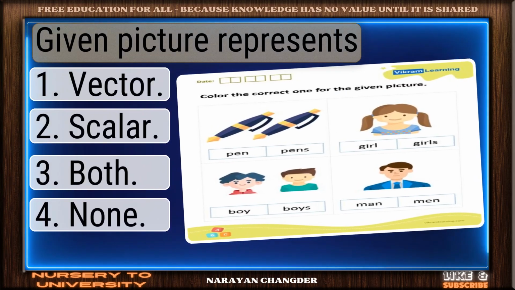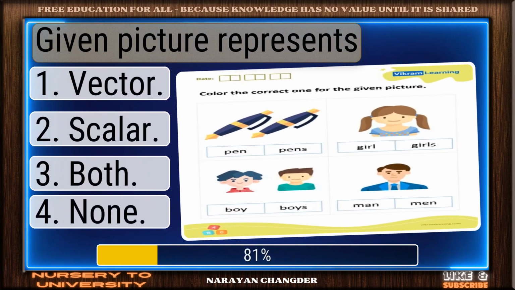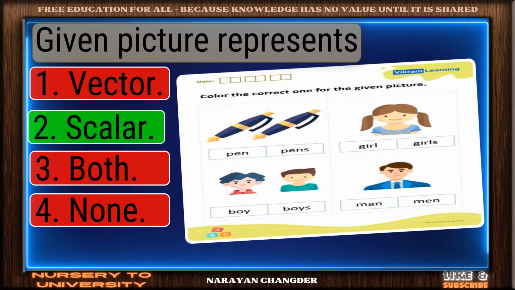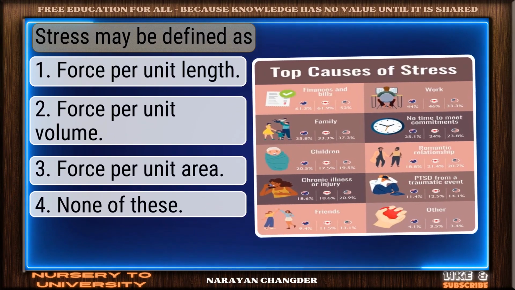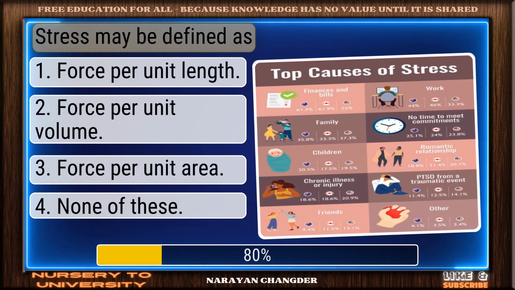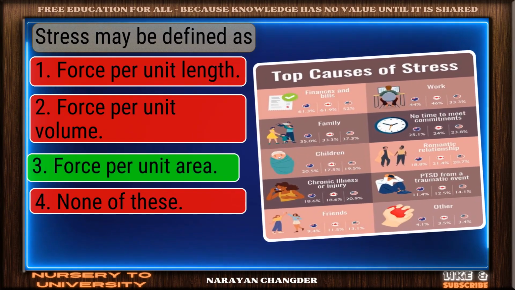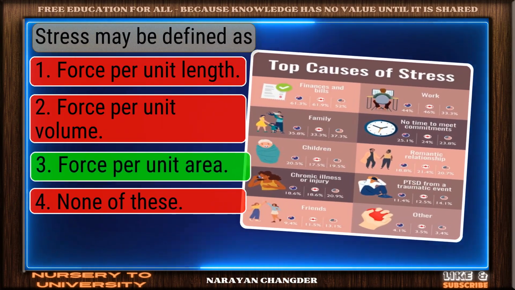Given picture represents. Bravo. Scalar is the answer. Stress may be defined as. Excellent. Force per unit area is a brilliant choice.